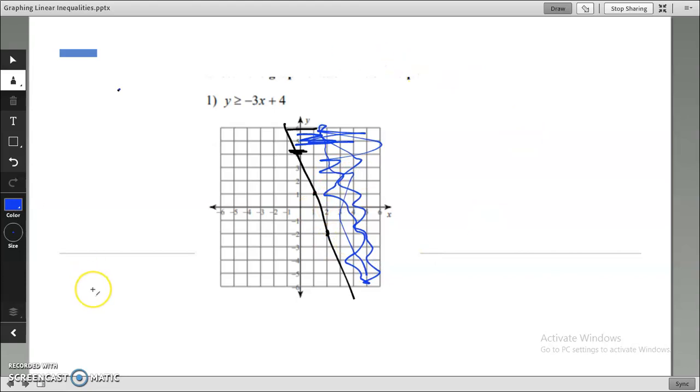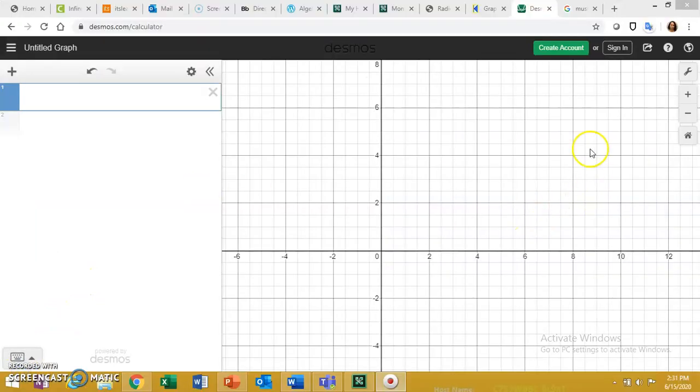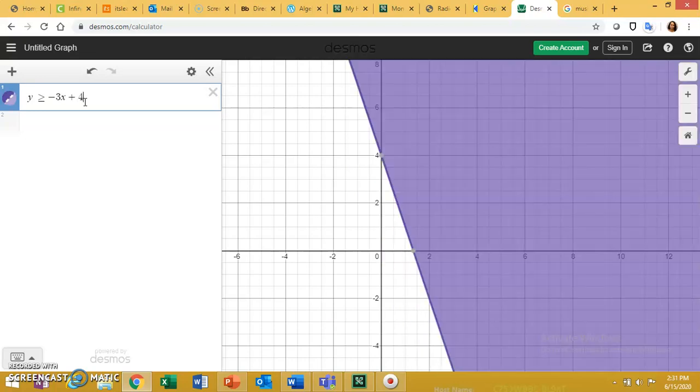Okay. Now I can also check with my graphing tool. I'm using my free graphing calculator at desmos.com, and I'm going to say y, and then use the greater than sign on my keyboard, and then hit the equal sign because it's equal to, so it's greater than or equal to -3x plus 4. This is similar to what I drew, and as you can see, it's shaded above the line.